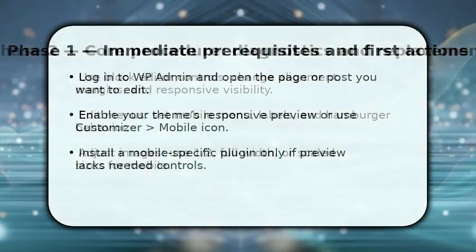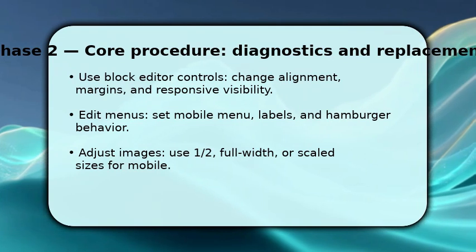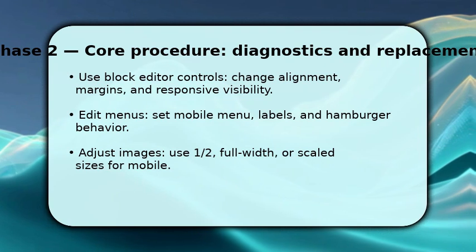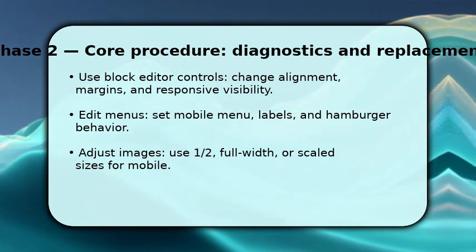Next, you adjust the actual content for mobile. Select blocks and use responsive settings to change alignment, padding, and hide desktop-only blocks. This prevents overflow and speed issues.